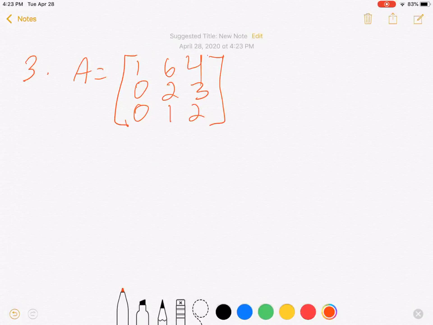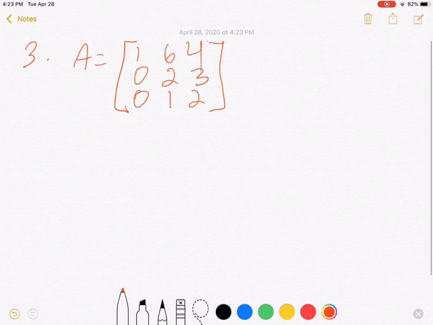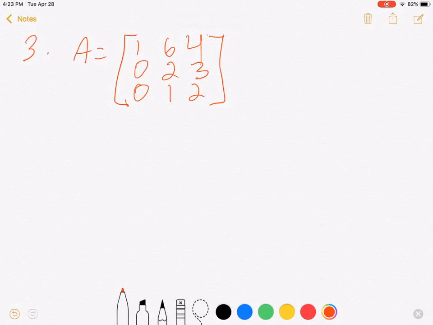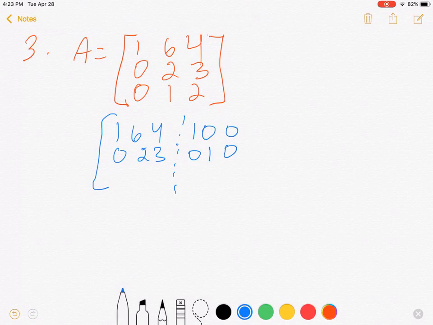The only way to find the inverse of this matrix here is to rewrite it: 1, 6, 4 with your dotted lines, and then 1, 0, 0, making the identity matrix on this right hand side, 0, 2, 3, 0, 1, 0, and 0, 1, 2, 0, 0, 1. So what we're going to do is make the left hand side become the right hand side.